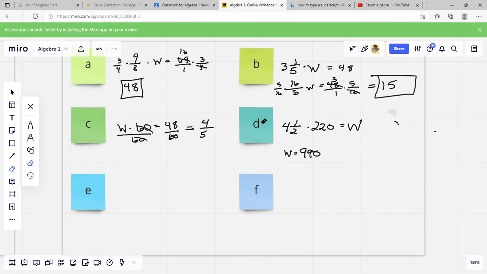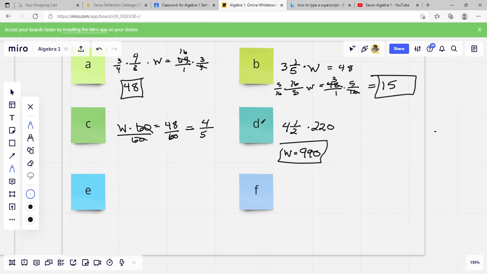Or you could do it the fraction way if you just do it on paper. So 2 times 4 is 8, 9. We would have 9 over 2 times 220 over 1. These could cancel. I'd have 110. 9 times 110 is 990. That's pretty easy. That was actually easier than the other way. All right, but either way, the answer's the same.